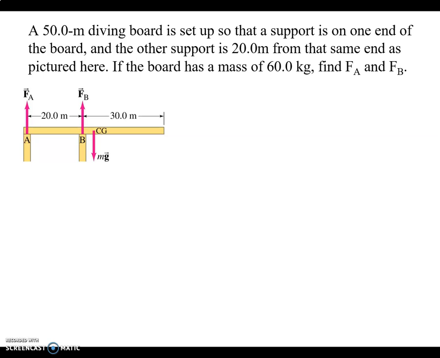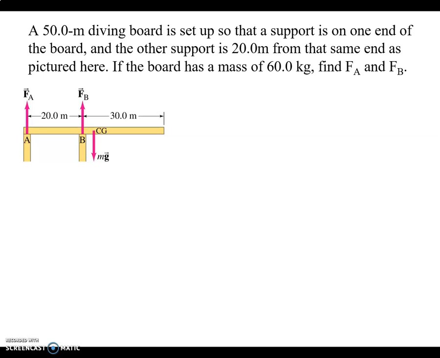Okay, we're going to find FA and FB. Remember that the first step to solving these problems is to choose a coordinate system. Now, if you recall, when we talked about static equilibrium in the first video, we talked about this very figure where you have two different places where you can put the coordinate system. If you put the coordinate system on top of FA, everything will work out great.